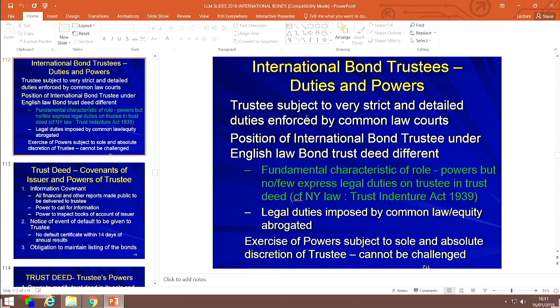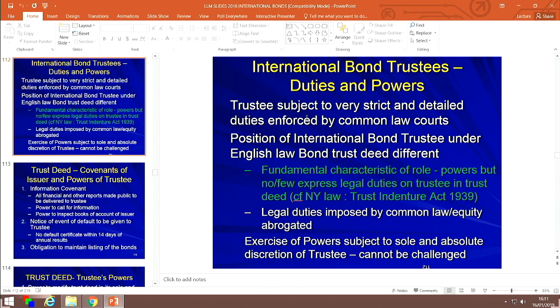The legal duties which would otherwise be imposed by law under any common law system, and certainly under English law, are abrogated, eliminated, one by one, in the trust deed by express clauses. And I'll come to that in detail shortly, but that's a fundamental feature in relation to the duties and powers of an international bond trustee.